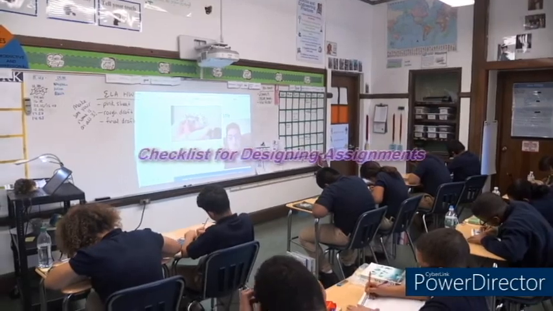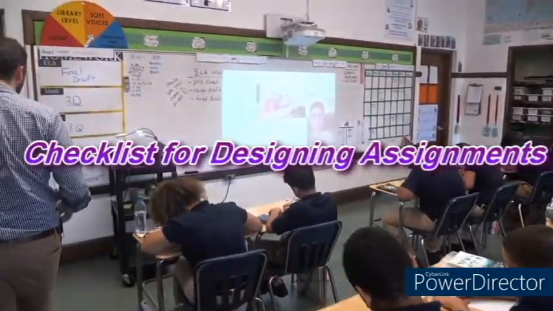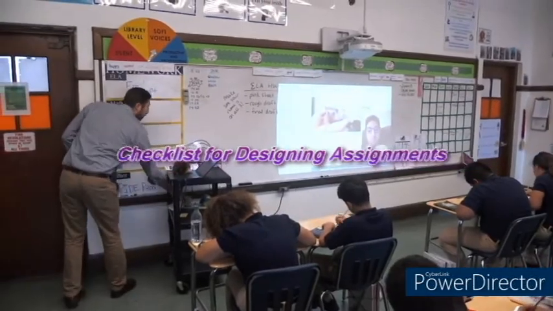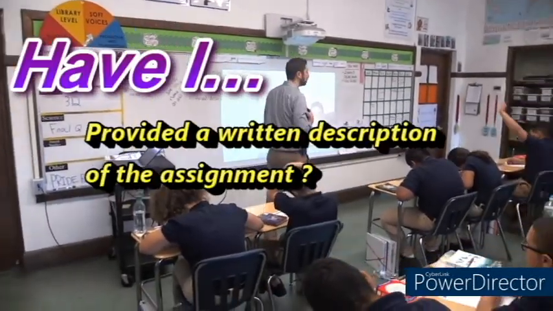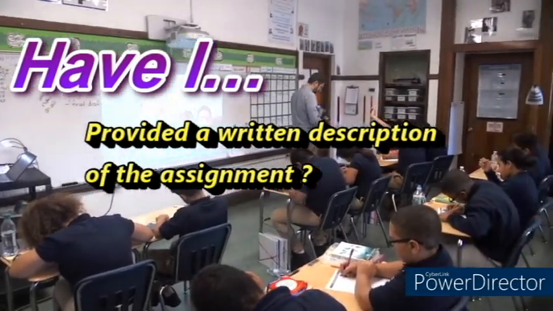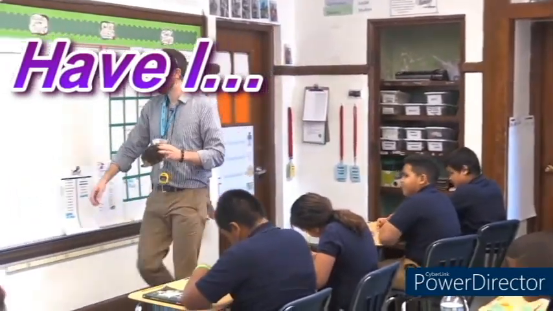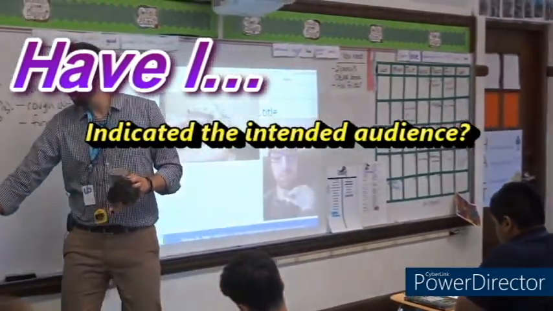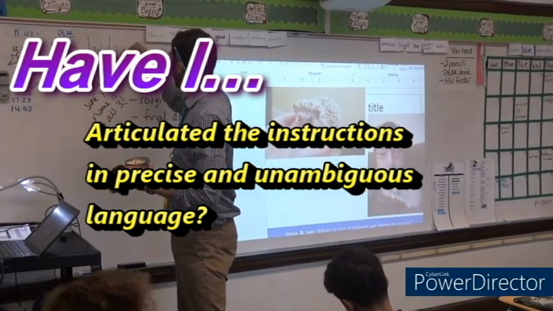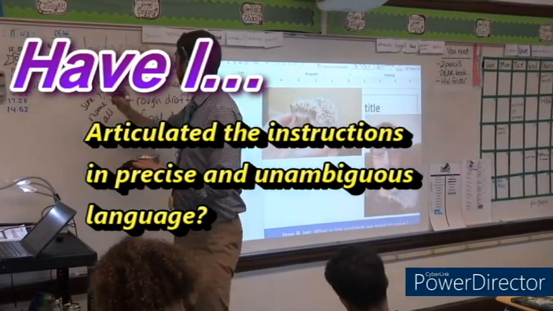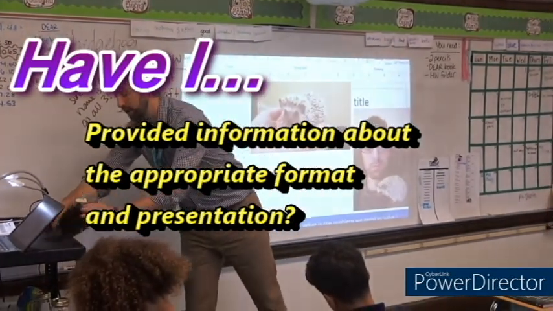A checklist for designing assignments. Here is a set of questions you can ask yourself when creating an assignment. Have I provided a written description of the assignment? Specified the purpose of the assignment? Indicated the intended audience? Articulated the instructions in precise and unambiguous language? Provided information about the appropriate format and presentation?